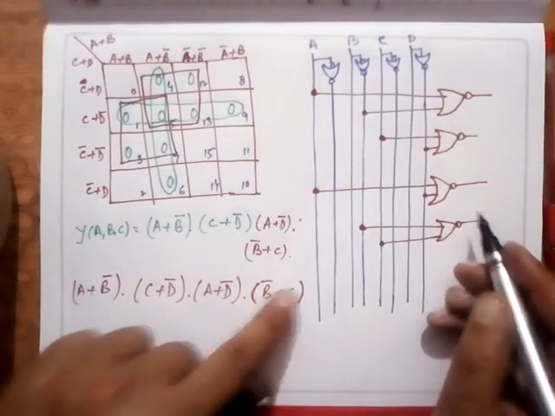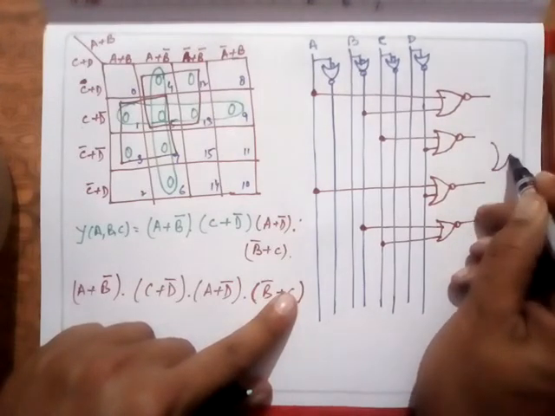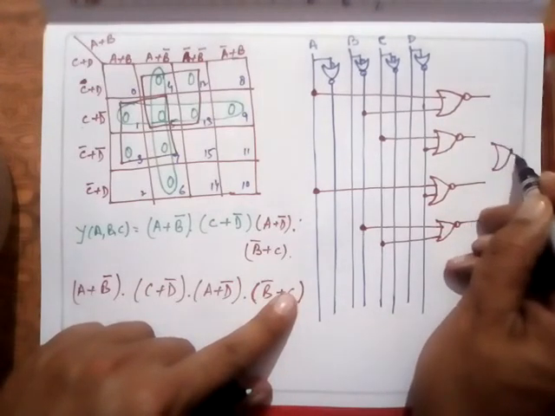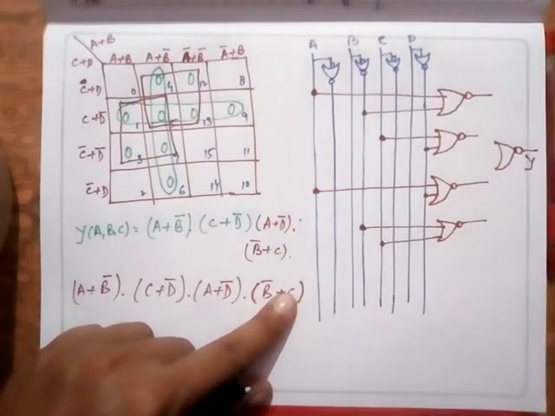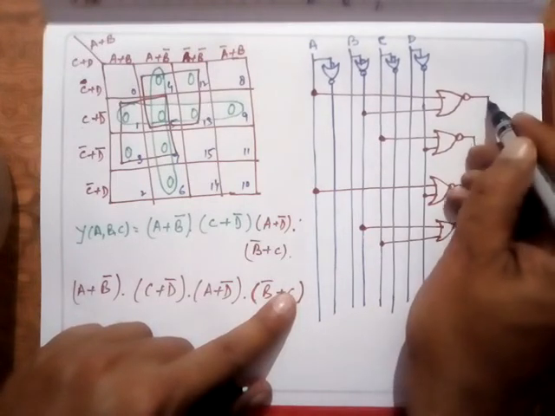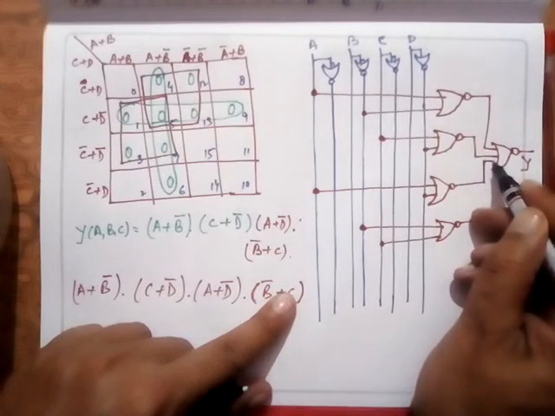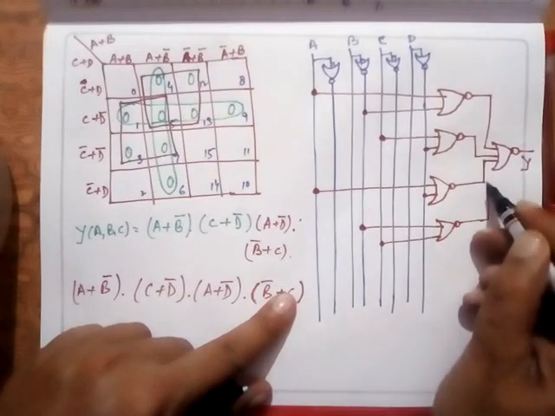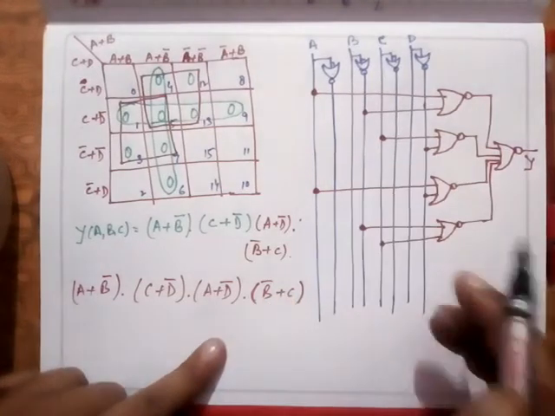And overall it is to be given to one more final NOR gate. I'm showing it here. This is your final expression y, and all these inputs are given to this. I hope this is clear to you. So this is the final figure.